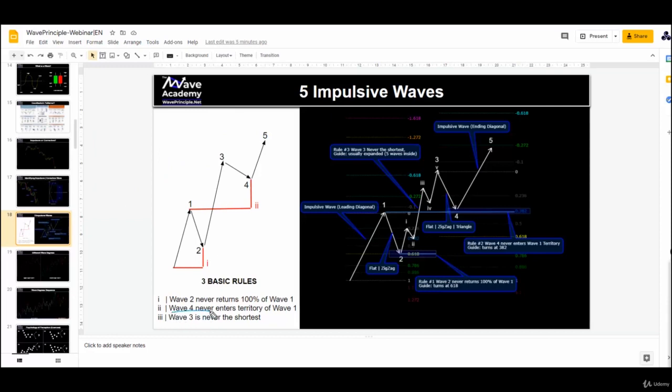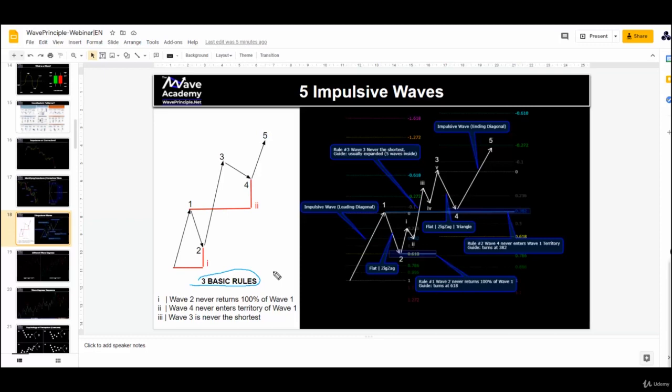And the other rule is the wave 4 never enters the territory of wave 1. This cannot go inside of wave 1. If that happens, we are watching something else, like the example I gave above. It's inside. So it may be something, but not 1, 2, 3, 4, 5, but A, B, and C. This is A, this is B, this is C, this is A, this is B, this is C, with a running flat inside of B. And that means it's going to go down again. So these are the only 3 basic rules that you need to learn to identify if the movement is impulsive.